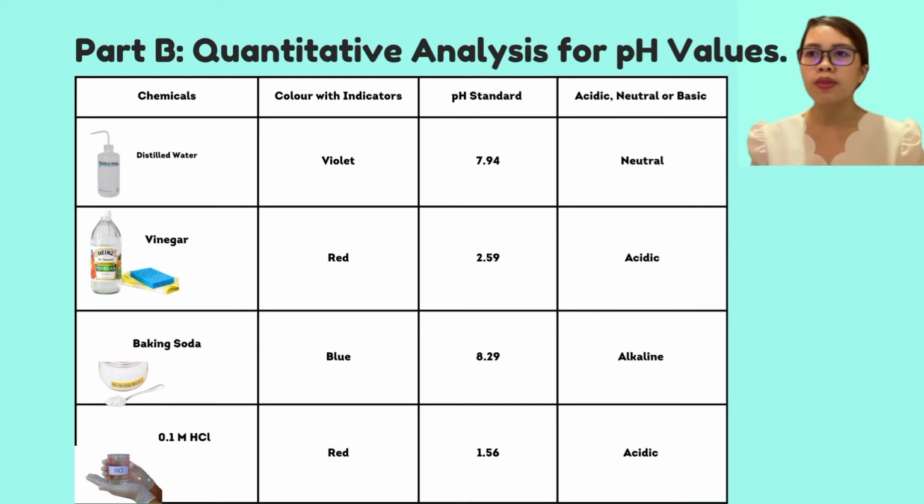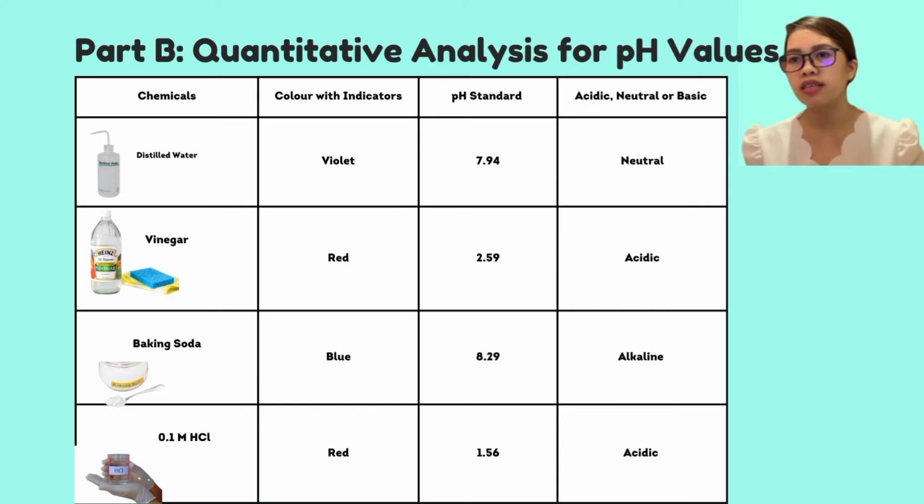And the second is vinegar. Vinegar has also been mixed with the red cabbage juice, and the color with indicator is red because the pH standard is 2.59. This shows that the solution is acidic. The third one is baking soda. The color with indicator for this solution is blue, and the pH standard is 8.29. This shows that the solution is alkaline.